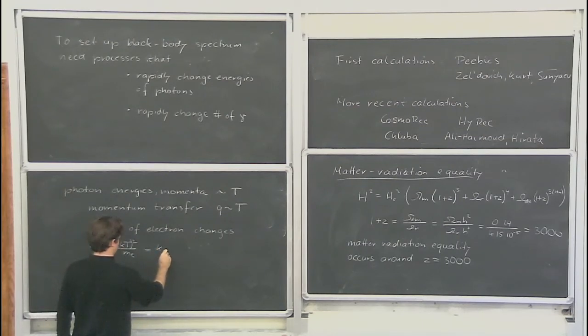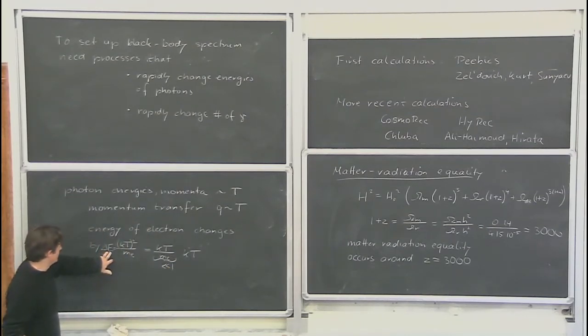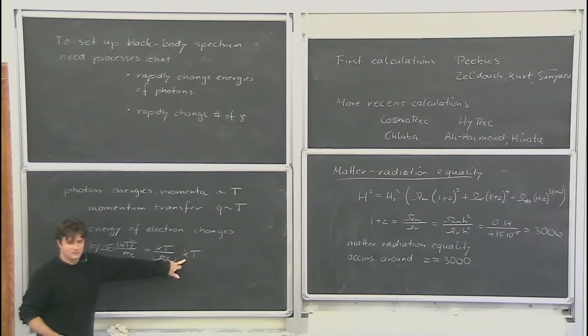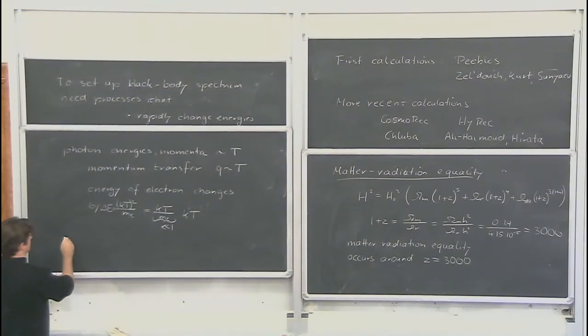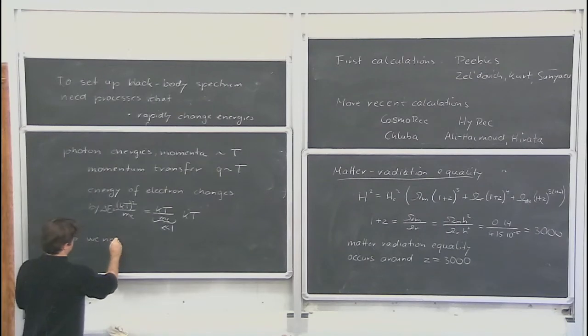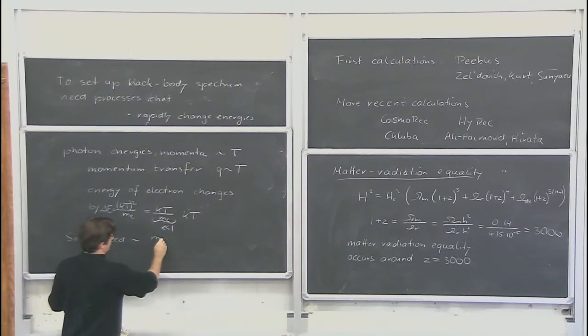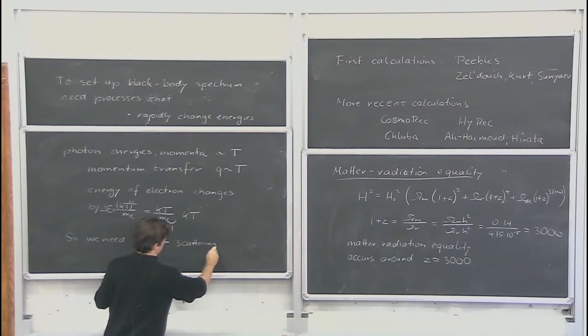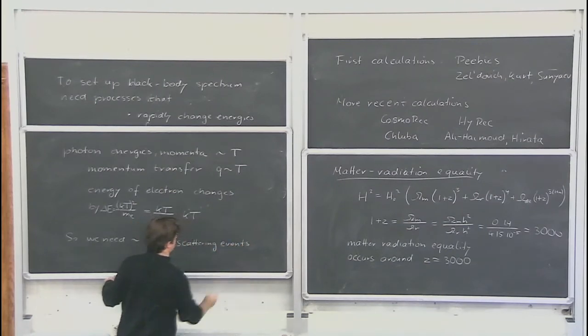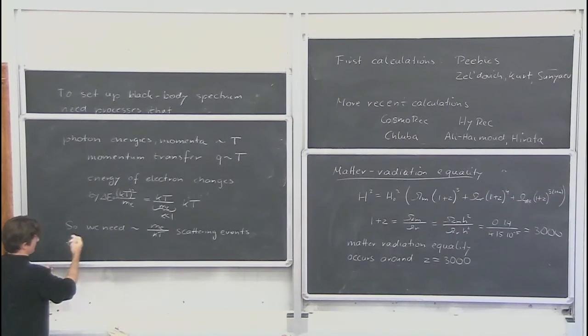And this is smaller than the temperature by this factor of kT over me. This is, of course, much less than 1. So you're changing the energies of the electrons, and hence by energy conservation also of the photons, by an amount that's much smaller than kT. So even though the momenta rapidly change, the energies of the photons don't change. So we need of order me over kT scattering events to change the energy of a photon by of order the temperature.